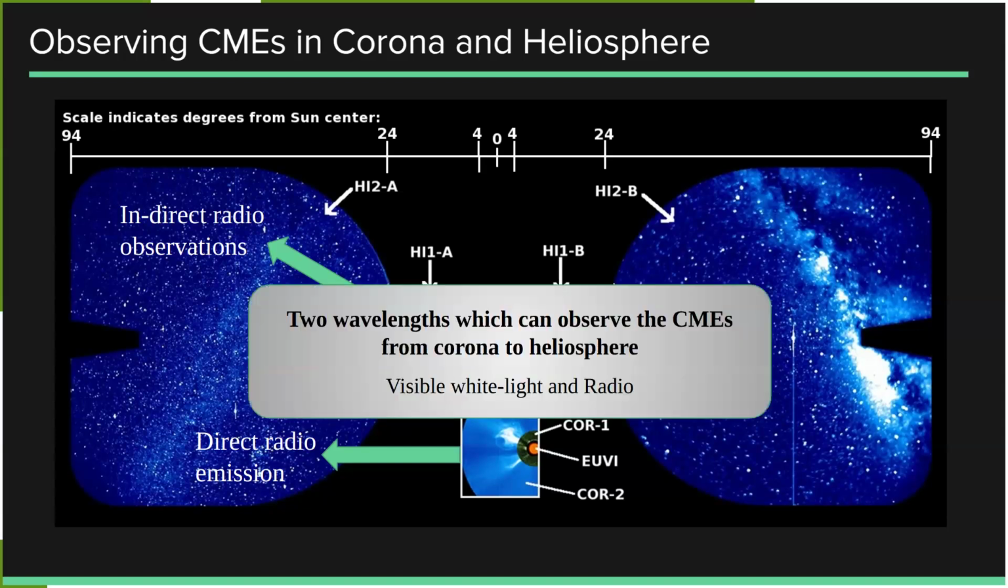So there are two wavelength regimes across the entire electromagnetic spectrum, visible white light and radio. Both of them can be used to probe the CME properties from lower coronal heights to the inner heliosphere.